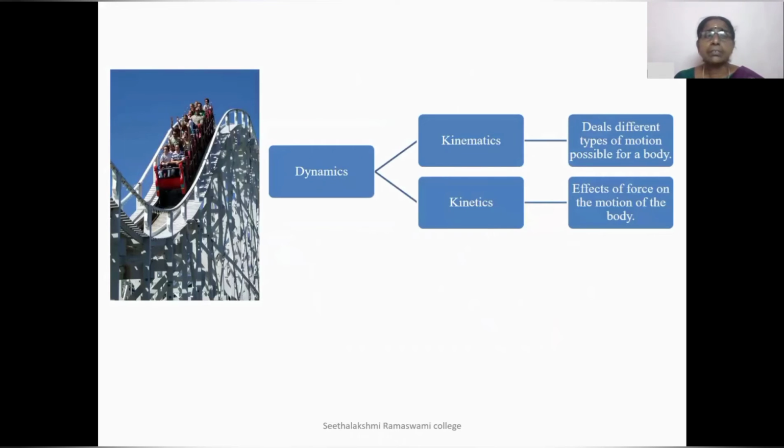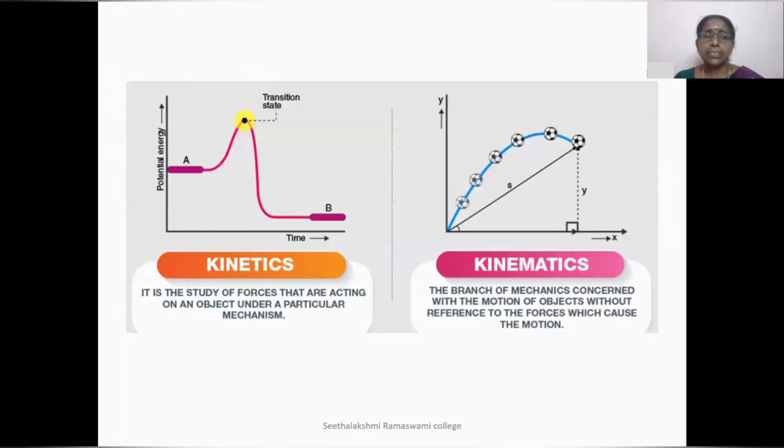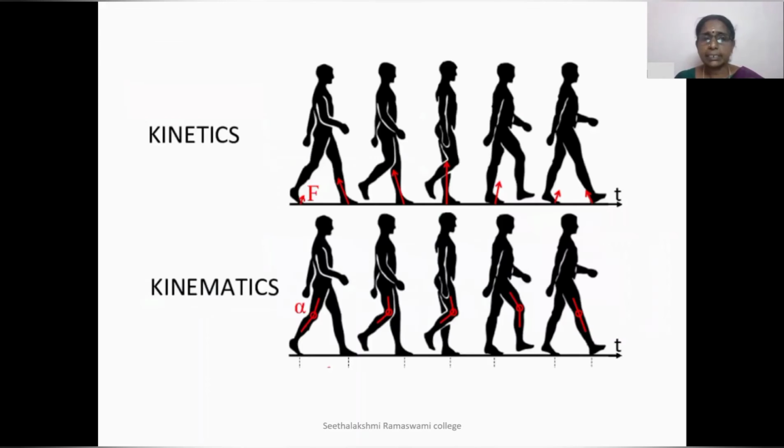The roller coaster is the best example for dynamics. Dynamics has two subdivisions, kinematics and kinetics. Kinematics deals with the different types of motion possible for a body. Kinetics deals with the effects of forces on the motion of the body. Now, this skipping rope is a fine example for kinetics, and kicking a ball from one position to another position is an example for kinematics.